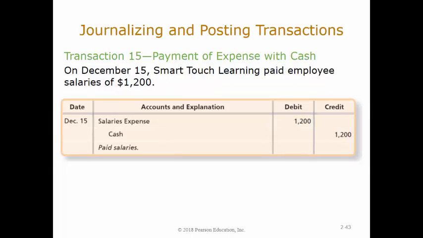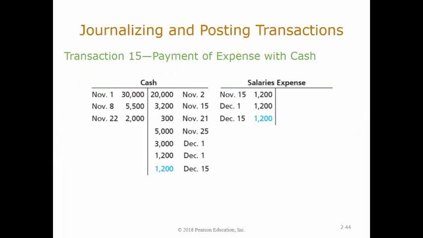In transaction 15, the company paid employee salaries of $1,200. The two accounts involved are cash, an asset, and salaries expense, equity. Cash decreases with a credit and salaries expense increases with a debit. These are the T accounts for transaction 15.